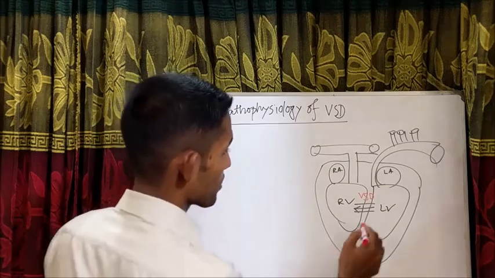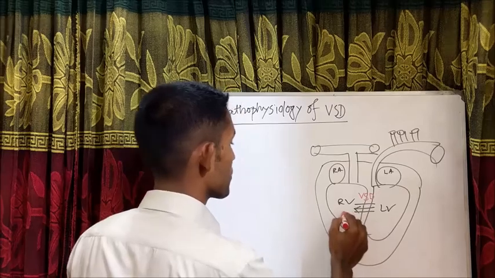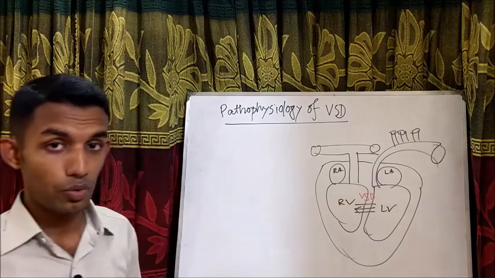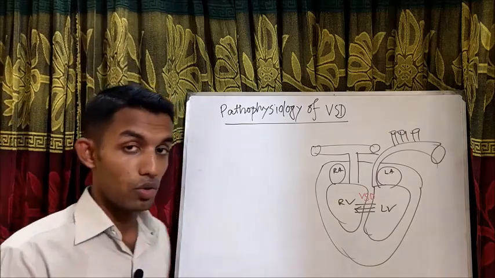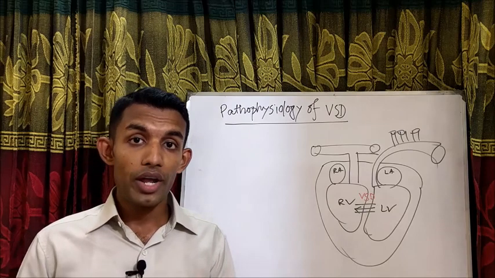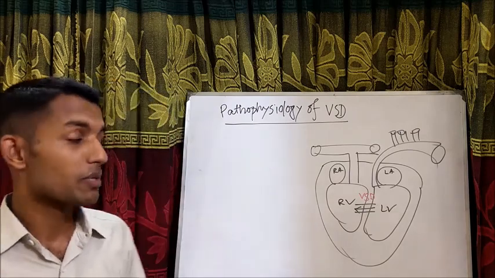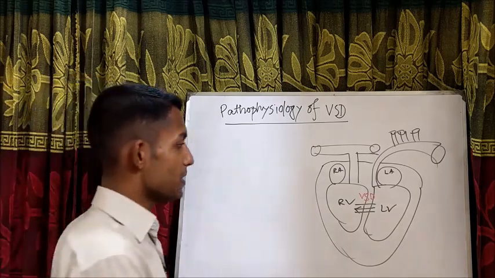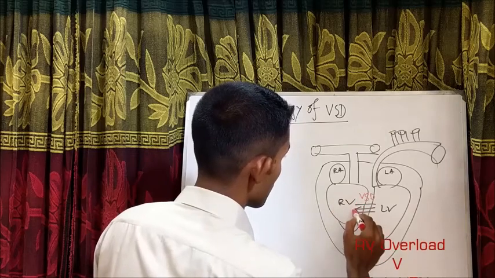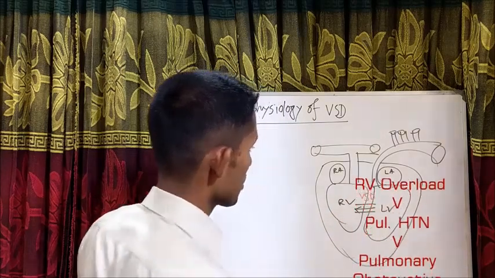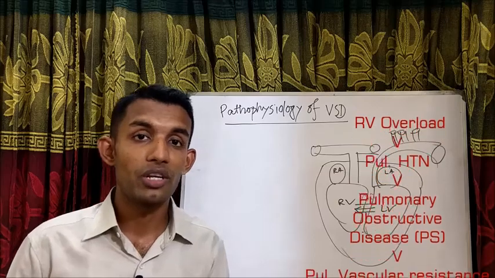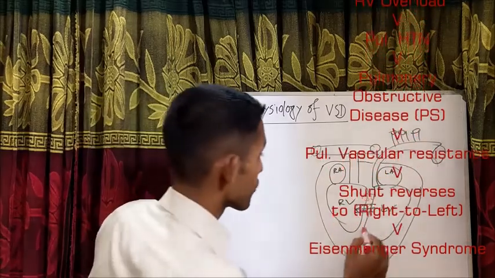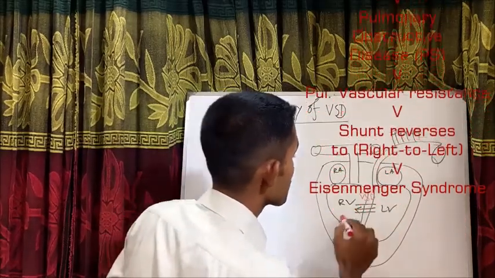Now why acyanotic? Because left ventricle contains oxygenated blood, right ventricle contains deoxygenated blood. So oxygenated blood is going to the deoxygenated blood, so there is no problem, only there is volume overload, but no cyanosis usually. But when pulmonary vascular resistance rises above the systemic vascular resistance, at that time shunt reverses. What does it mean? It means that whenever there is RV overload and excessive pulmonary hypertension, at that time pulmonary obstructive disease develops, so that pulmonary vascular resistance rises and shunt reverses. So from left to right, this shunt becomes right to left shunt.